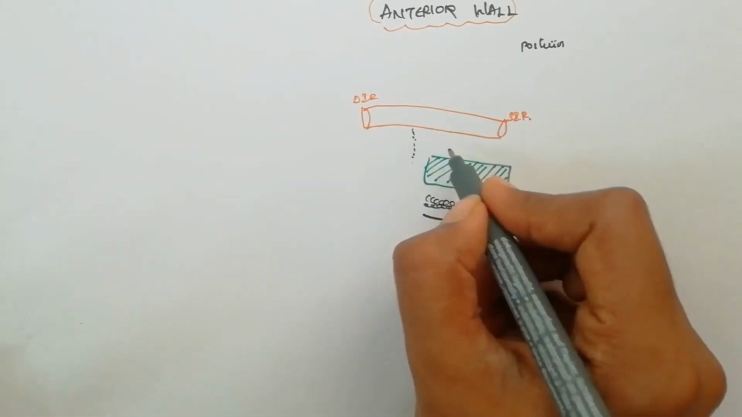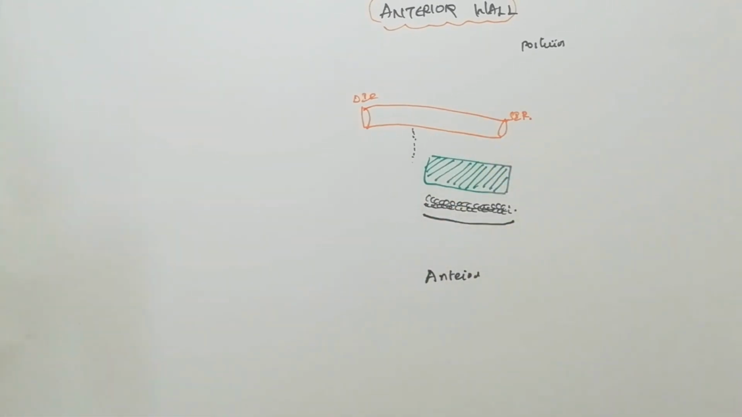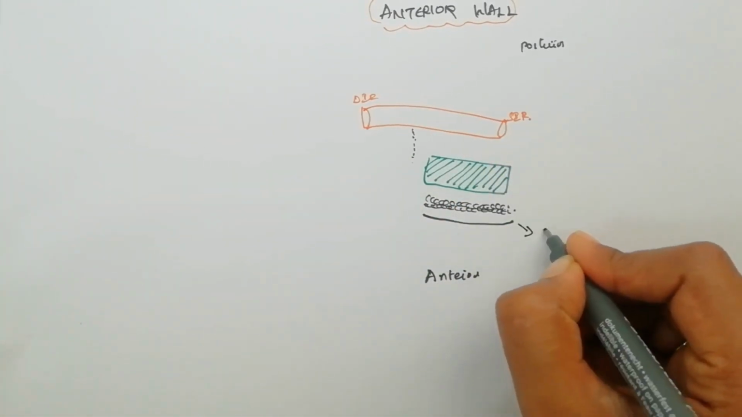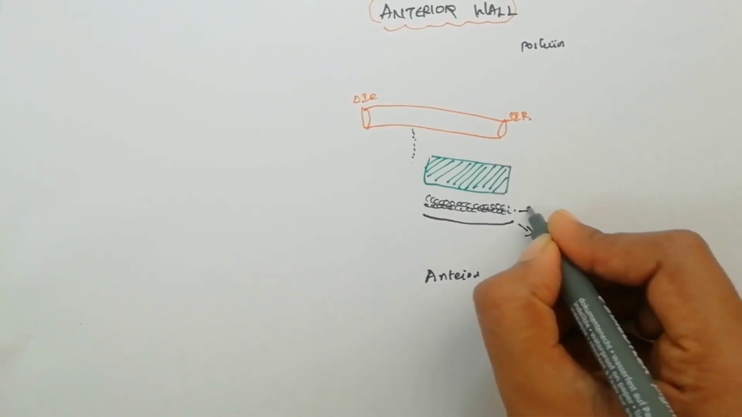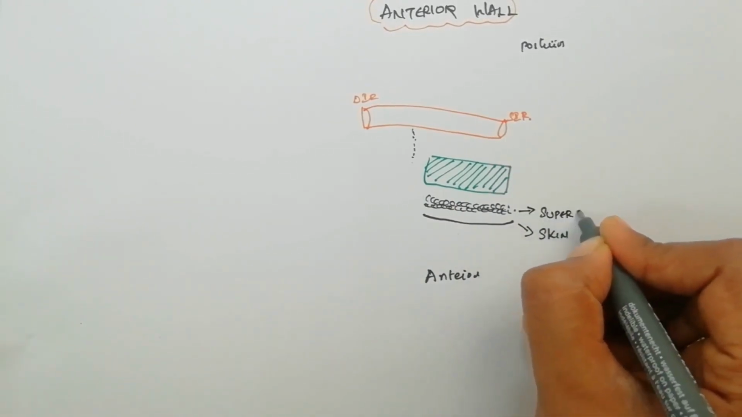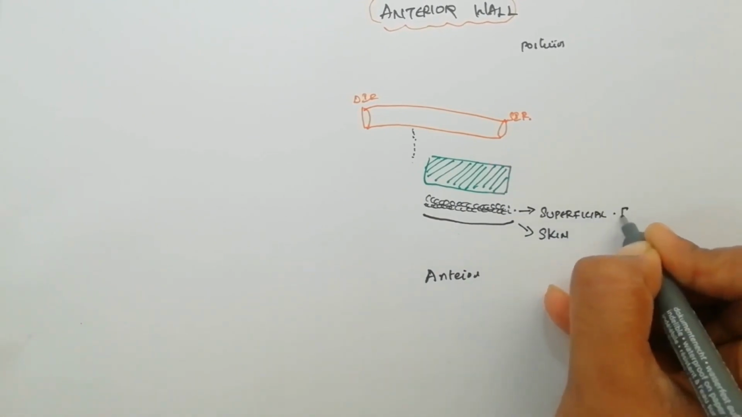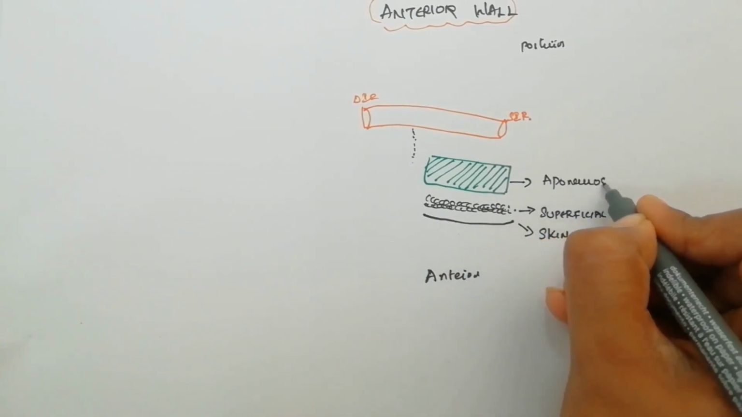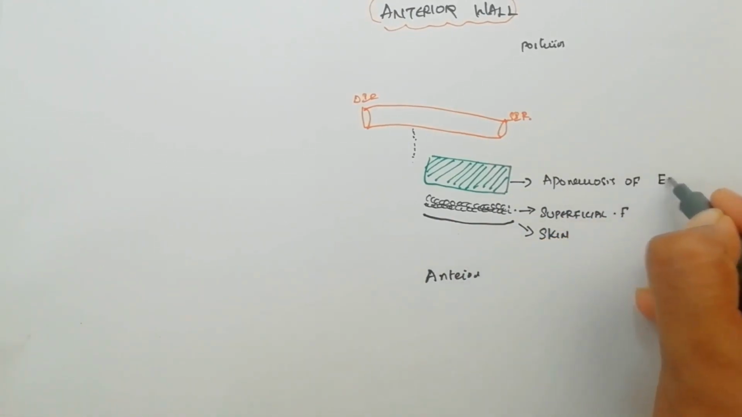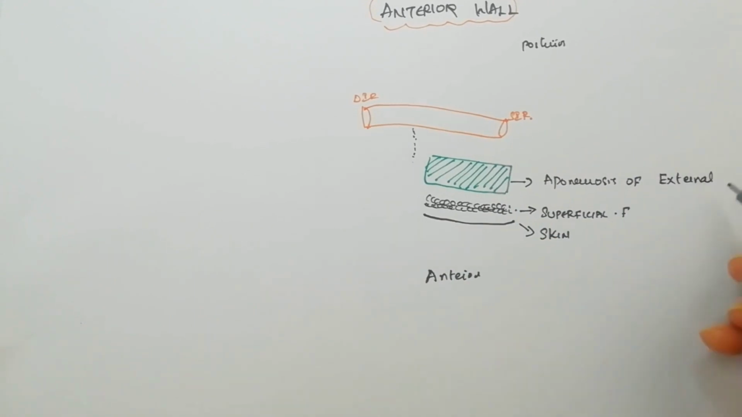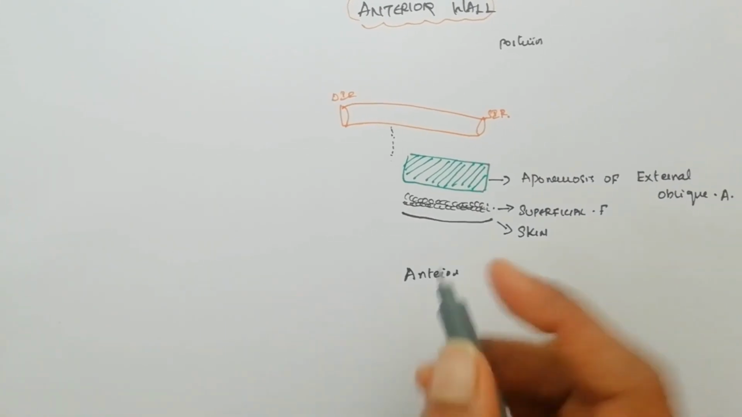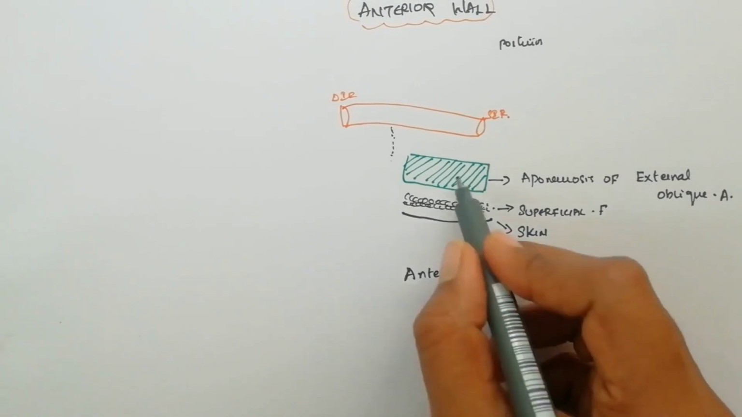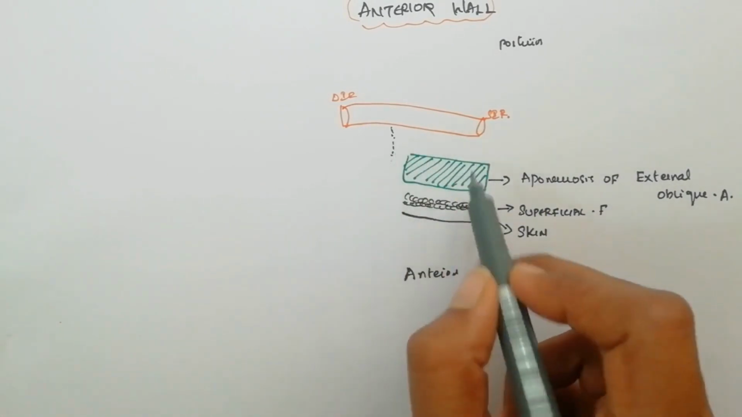So in the medial aspect, the anterior wall is contributed by skin, superficial fascia, and the aponeurosis of external oblique abdominis. So these are the three structures related in the anterior medial aspect.